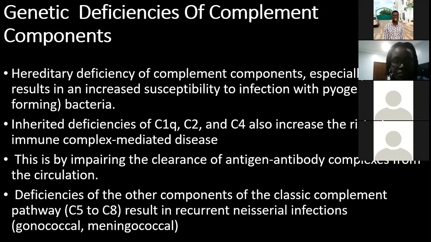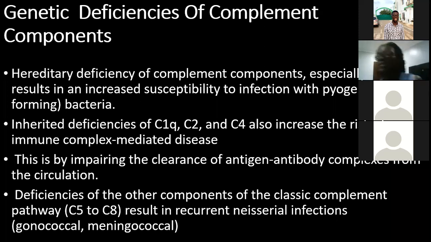So the last one is the genetic deficiencies of complement components. So you can have several complement components. We have C1 to C9. That's complement 1 to 9. So any of the deficiencies will give a problem. Now, we didn't really talk much about complement yesterday, but complement is a protein that helps to present an antigen to the immune system for destruction.